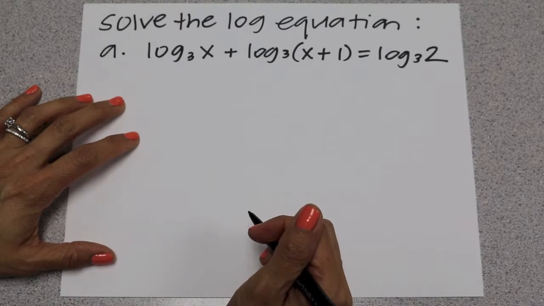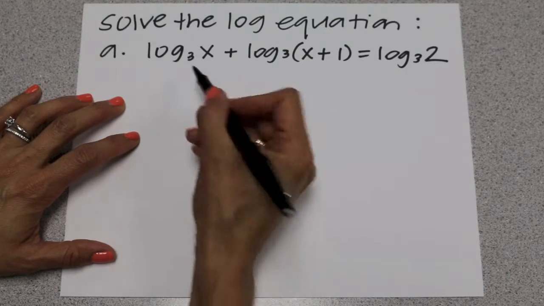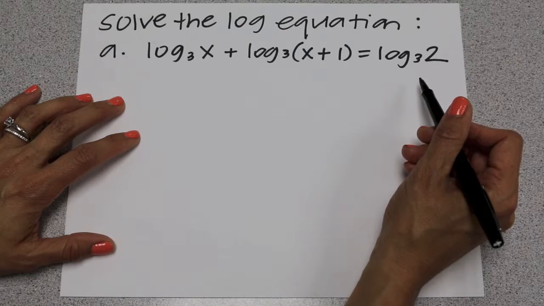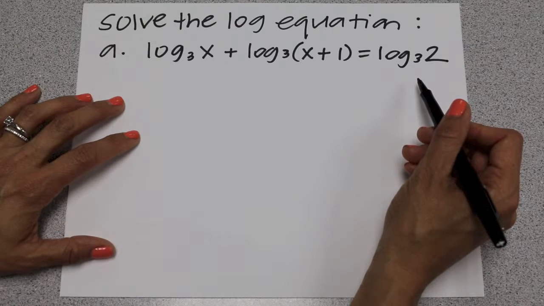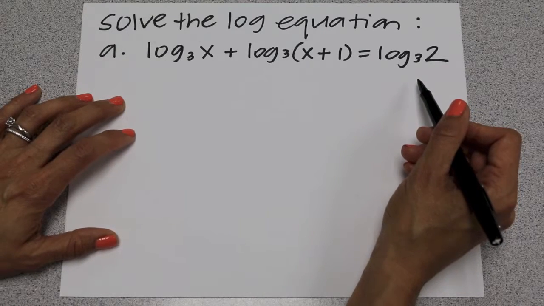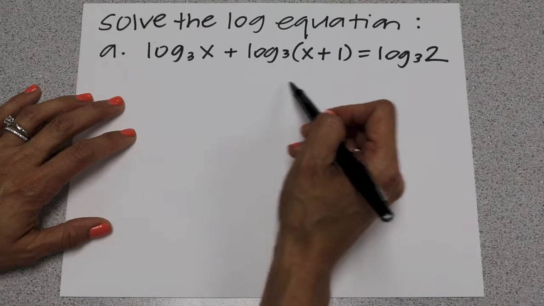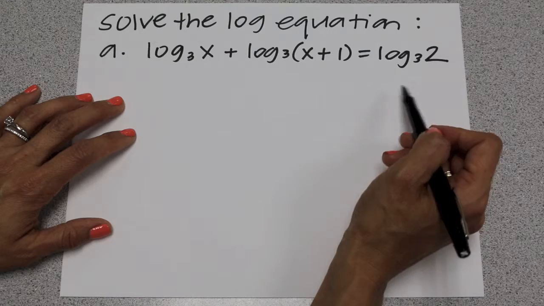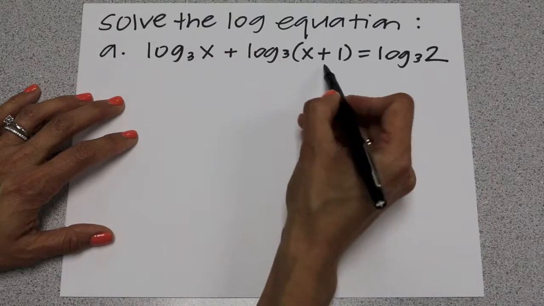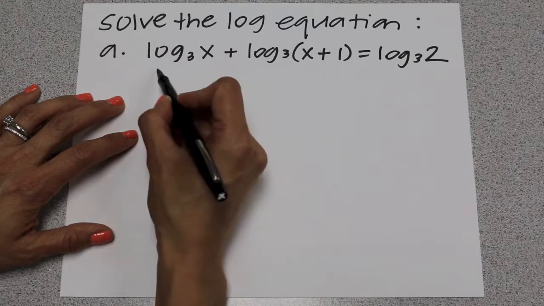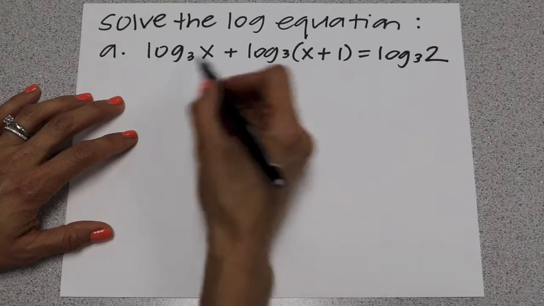Finally, we're going to solve log equations. You can obviously see that you have logs in your equation. And we're going to use a couple of different techniques. So for this first example, log base 3 of x plus log base 3 of x plus 1 equals log base 3 of 2. The first thing we're going to do is use properties of logs on the left side and condense.